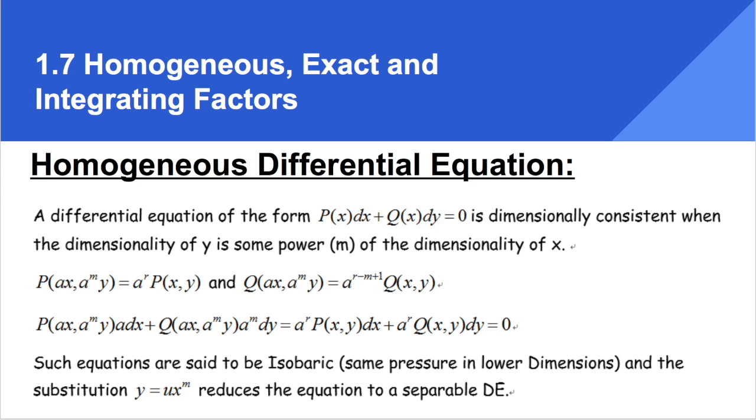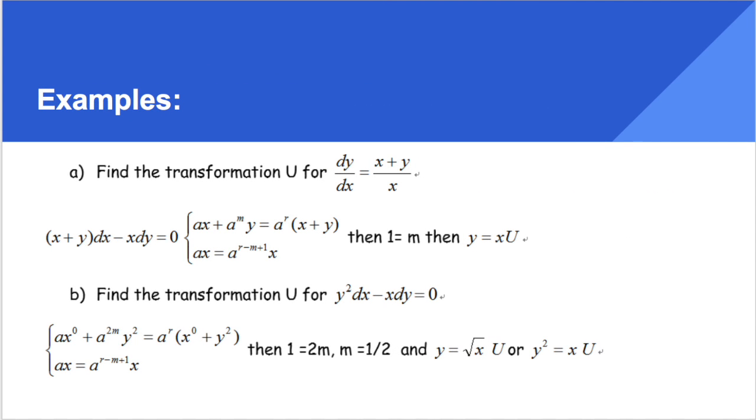Next, let's see some other techniques to solve homogeneous differential equations. The first technique is useful when a differential equation of the form p of x dx plus q of x dy equals 0 is dimensionally consistent when the dimensionality of y is some power m of the dimensionality of x. Such equations are said to be isobaric, and the substitution y equals u times x to the power of m reduces the equation to a separable differential equation. Let's solve a few examples.